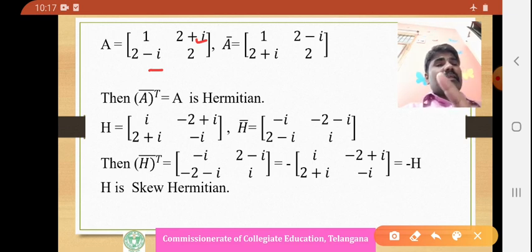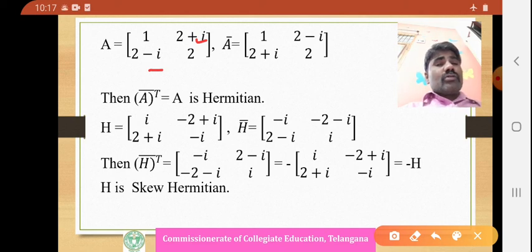In the earlier case, the symmetric matrix, there is no imaginary part, that's why they are the same. A12 equals A21. But here they differ in the sign of the imaginary part. That is the important observation.